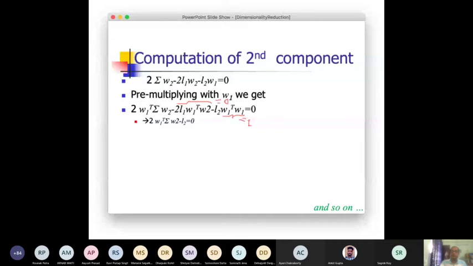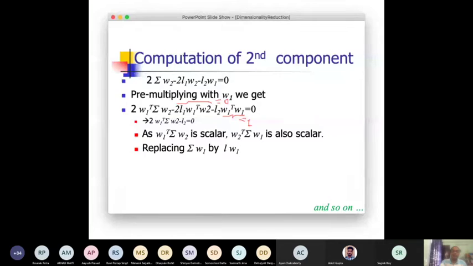Is there any doubt? Since W1 transpose sigma W2 is a scalar, W2 transpose sigma W1 is also a scalar. So we can write it in this form and replace sigma W1 by L W1. So W2 transpose sigma W1 is 0, and hence L2 equals 0. Now this equation is again in the form of an eigenvector equation. That means W2 should also be an eigenvector of sigma, the same covariance matrix. W1 was an eigenvector corresponding to the maximum eigenvalue.